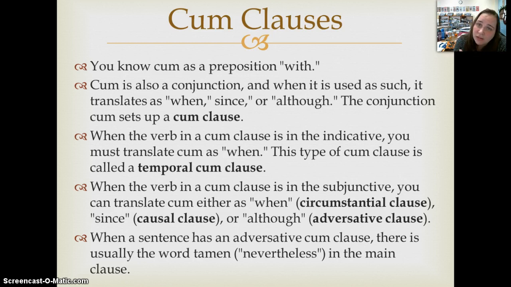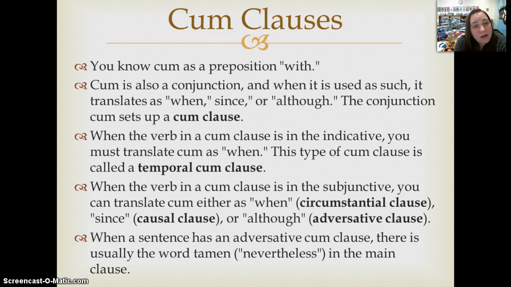So it is a subordinate clause. It's not a subjunctive subordinate clause, but it's a subordinate clause. The temporal cum clause is. When you have cum plus the indicative in your cum clause, the cum is going to translate when. Okay, so it tells you the temporal aspect, so when something has happened, obviously from tempus temporis.